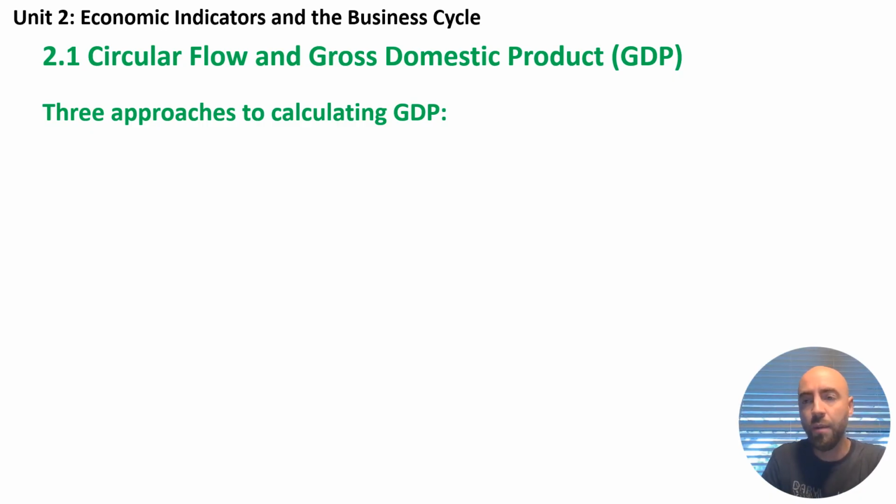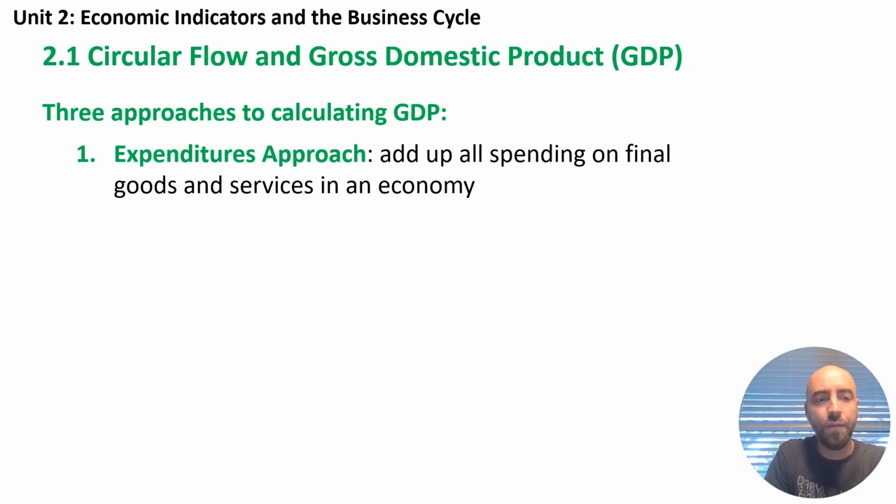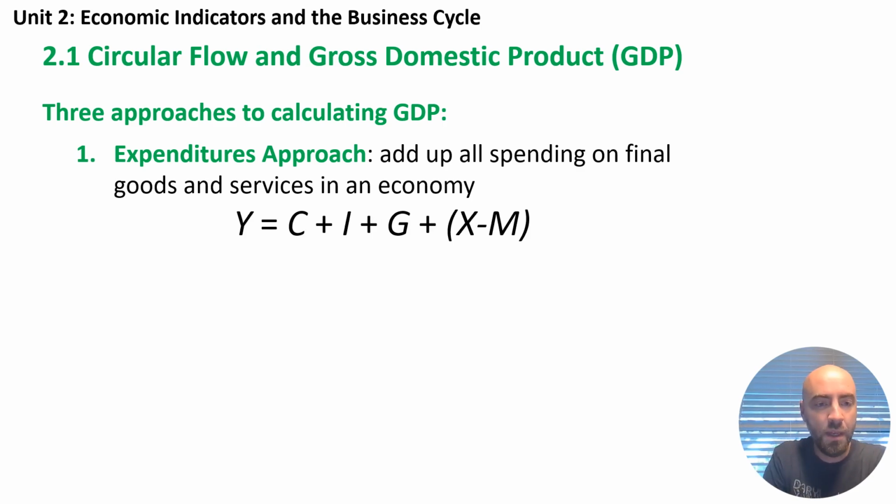So, we were talking about GDP, and that there are three approaches to calculating GDP. The first one we said is the expenditures approach, or the spending approach, where we add up all spending on final goods and services in an economy. And we said the formula is GDP, Y, that means output or GDP, equals consumer spending plus investment spending plus government spending plus net exports.